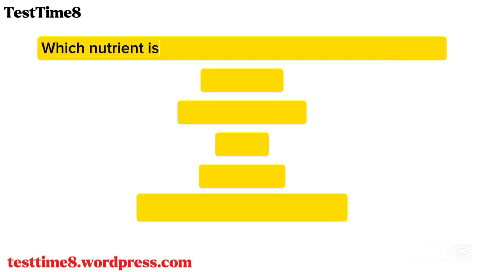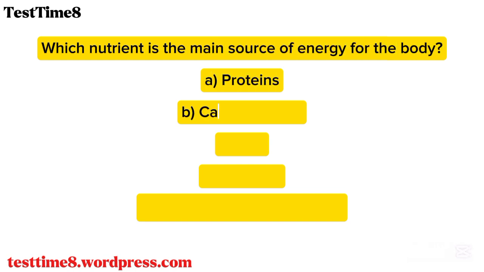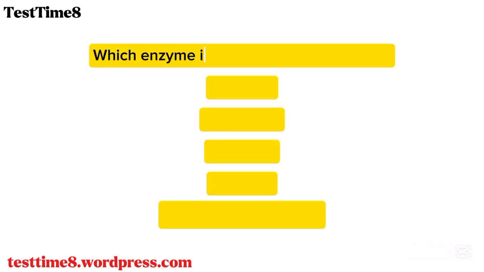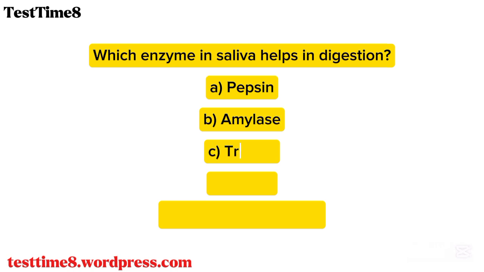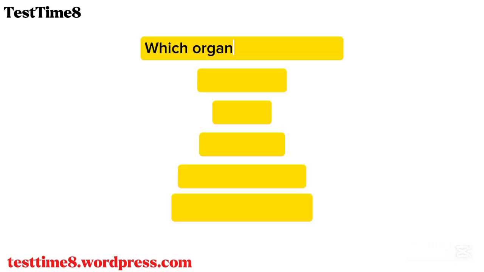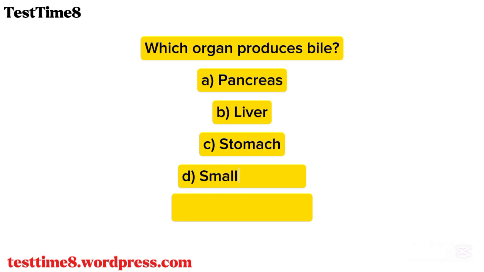Which nutrient is the main source of energy for the body? A. Proteins, B. Carbohydrates, C. Fats, D. Vitamins. Answer: B. Carbohydrates. Which enzyme in saliva helps in digestion? A. Pepsin, B. Amylase, C. Trypsin, D. Lipase. Answer: B. Amylase. Which organ produces bile? A. Pancreas, B. Liver, C. Stomach, D. Small intestine. Answer: B. Liver.